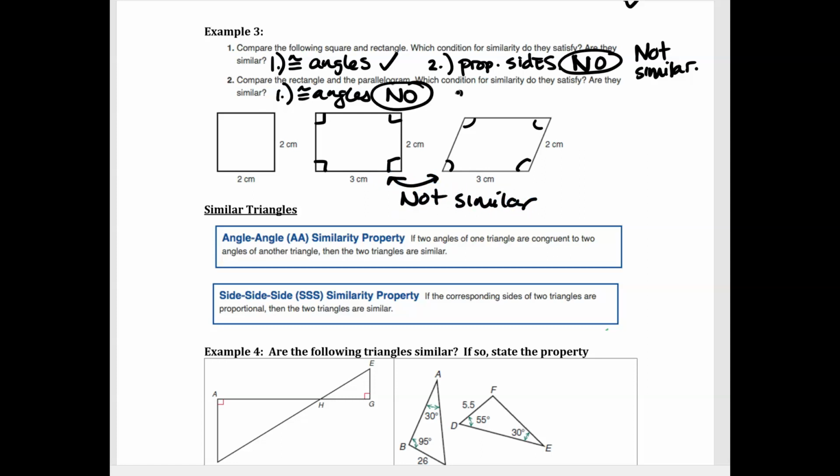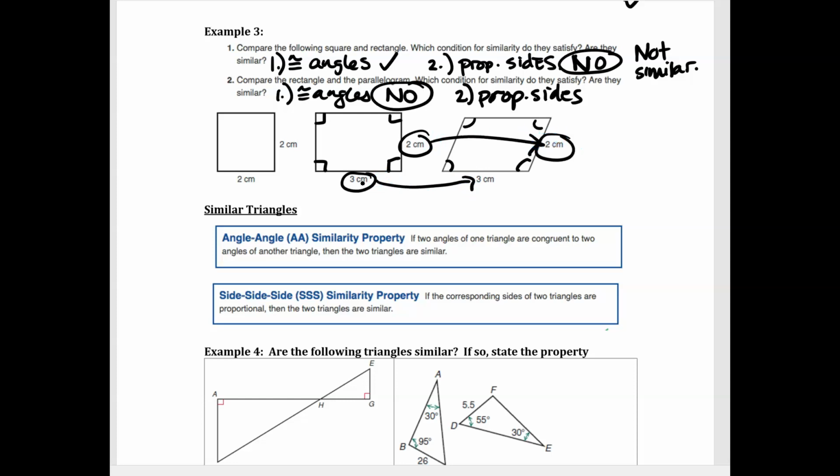But let's check out the sides. So proportional sides. Let's see if they have proportional sides. So I'm going to match up the sides. And it looks like, so 3, they're both the same. So the scale factor is 1 and the scale factor is 1. So I'm going to say yes, the sides are proportional since we're multiplying by the same number each time, each pair of sides. So it satisfied the proportional sides but not the congruent angles. So we still say that these are not similar because it has to satisfy both conditions in order to be similar.